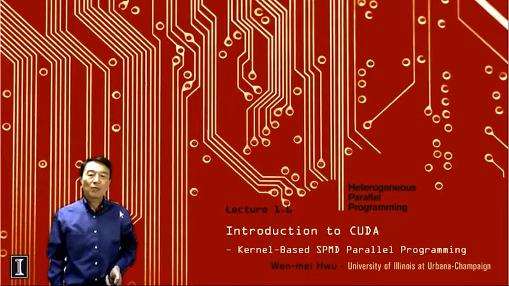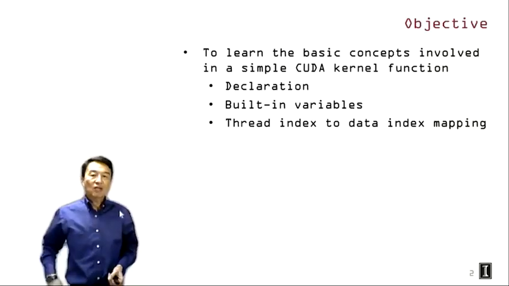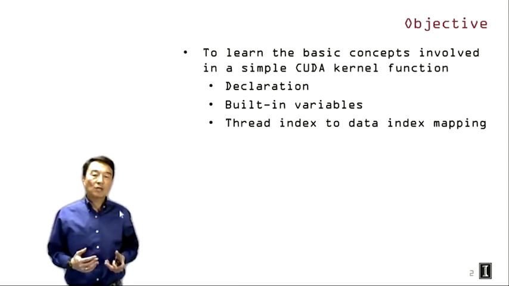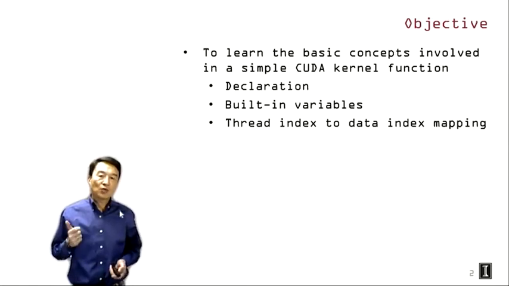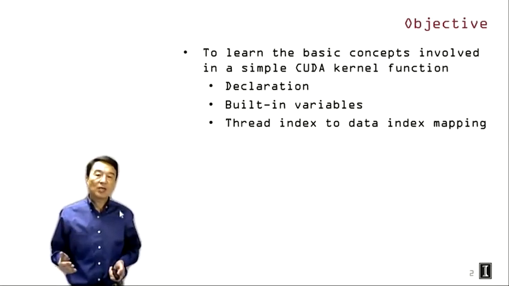This is lecture 1.6, Introduction to CUDA. We will be discussing the kernel-based SPMD parallel programming. The objective of this lecture is to help you learn the basic concepts involved in a simple CUDA kernel function. How do we declare a kernel? How do we use built-in variables in a kernel? And also to review how we can map thread index into data index.